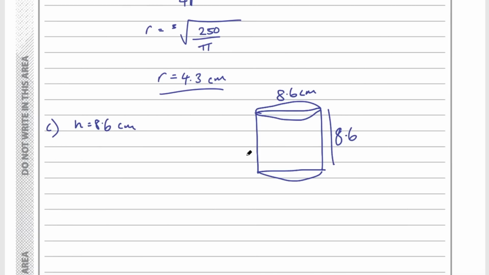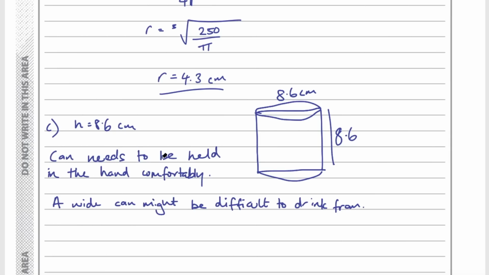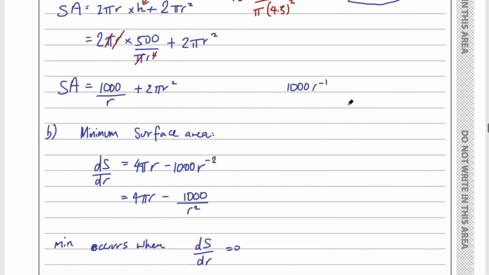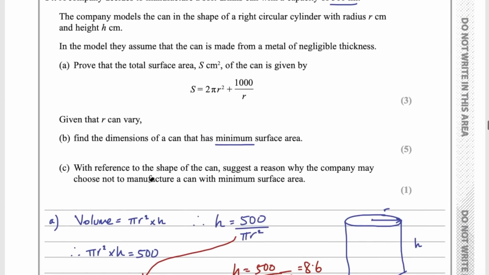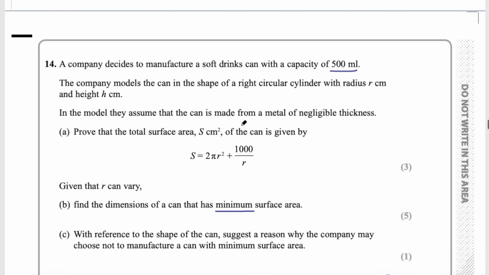So let's try to put that into a sentence. Something like: the can needs to be held in the hand comfortably. A wide can might be difficult to drink from. Something like that. And that was a 1 mark question. What they're looking for is you to think practically about the question and what the numbers are actually saying to you. Okay, so part A was 3 marks, part B was 5 marks, and part C was 1 mark, for a total of 9 marks for question 14.